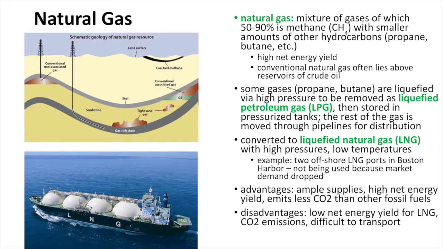Sometimes the gases are cooled and liquefied to be removed at a very high pressure. And we refer to this as liquefied petroleum gas, or LPG, and then they're stored in tanks, and the gas can then be moved through pipelines for distribution. The gases themselves can be converted to liquefied natural gas, or LNG, using really high pressures and really low temperatures.